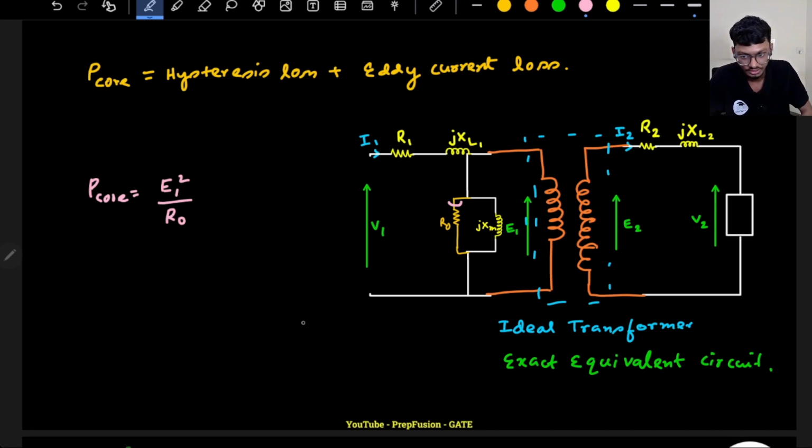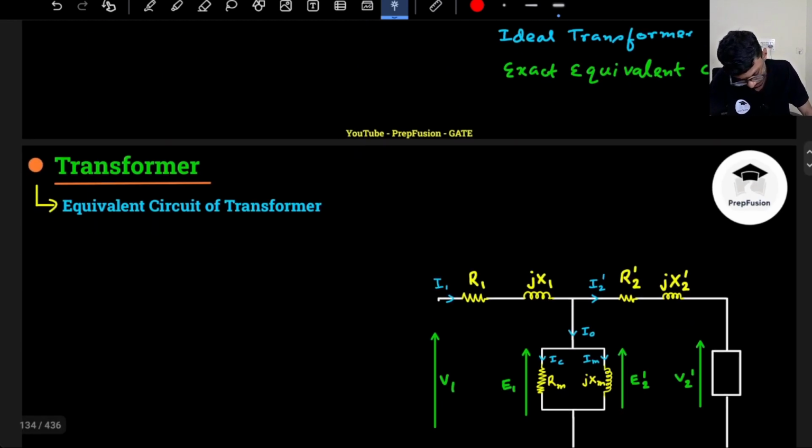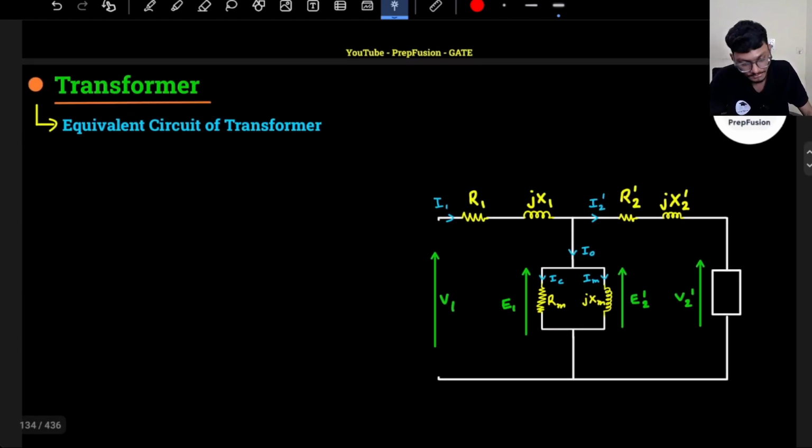Generally, what we do is approximately, again I will make a few approximations. I will discuss that. So actually P core loss is E1 square divided by R0. What kind of approximations will we make? We will shift the circuit to the right hand side.